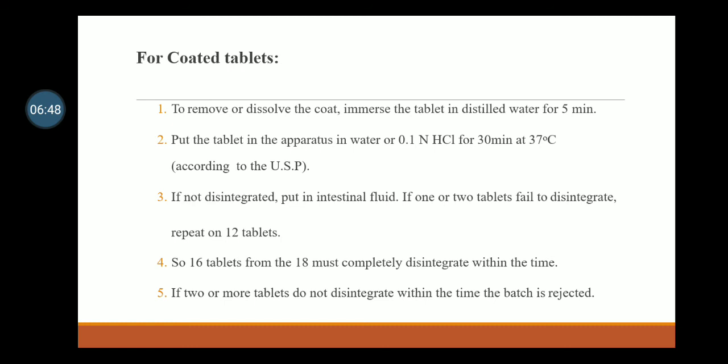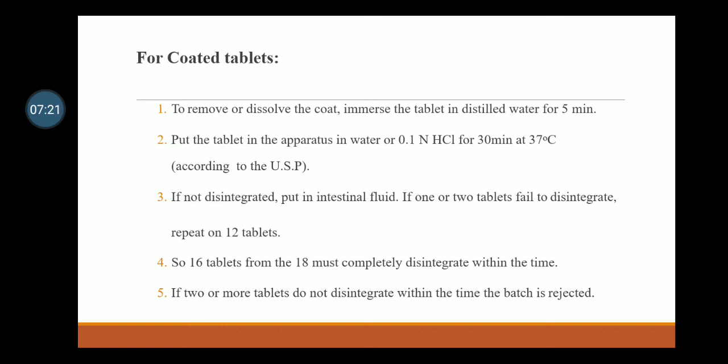For coated tablets, to remove or dissolve the coat, immerse the tablet in distilled water for 5 minutes. Put the tablet in the apparatus in water or 0.1 normal HCl for 30 minutes at 37 degrees Celsius according to the USP. If not disintegrated, put in the intestinal fluid. If 1 or 2 tablets fail to disintegrate, repeat on 12 tablets. So 16 tablets from the 18 must completely disintegrate within the time.